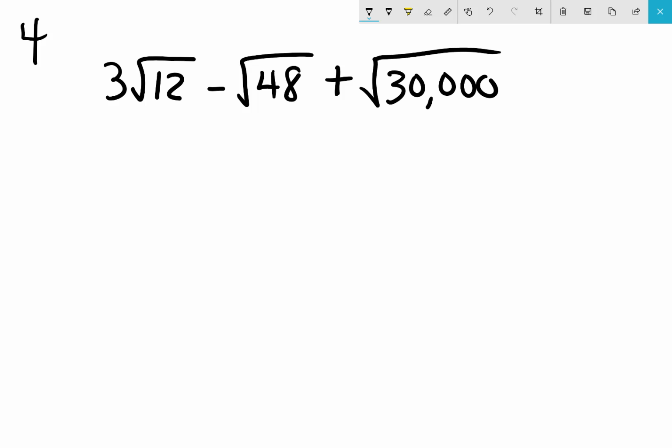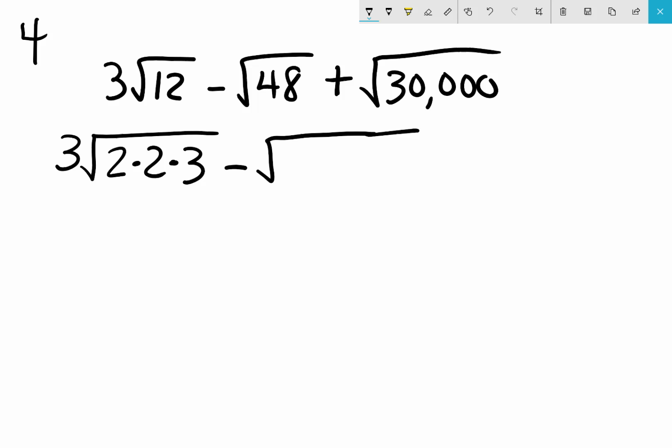All right, for the square root of 12, we're going to break that down into its prime factorization. So 3 times the square root of 2 times 2 times 3. That equals 12. All primes. All right, square root of 48.